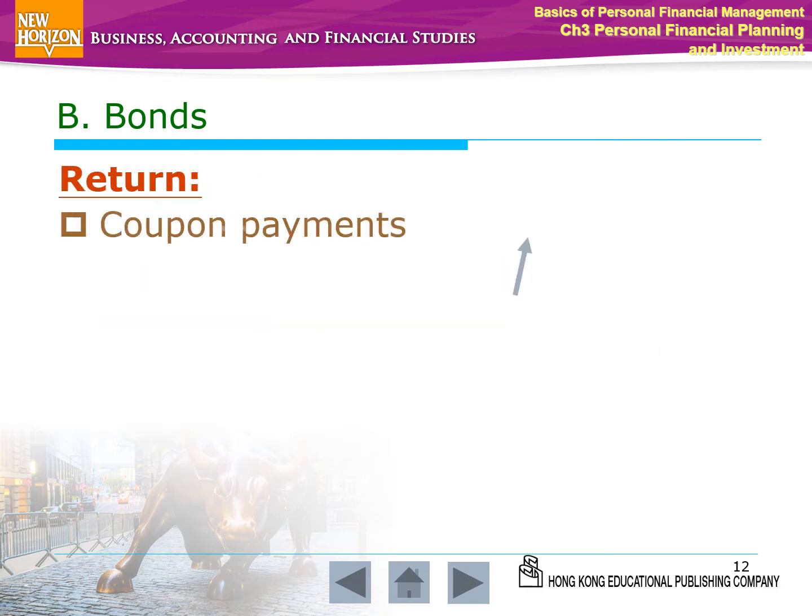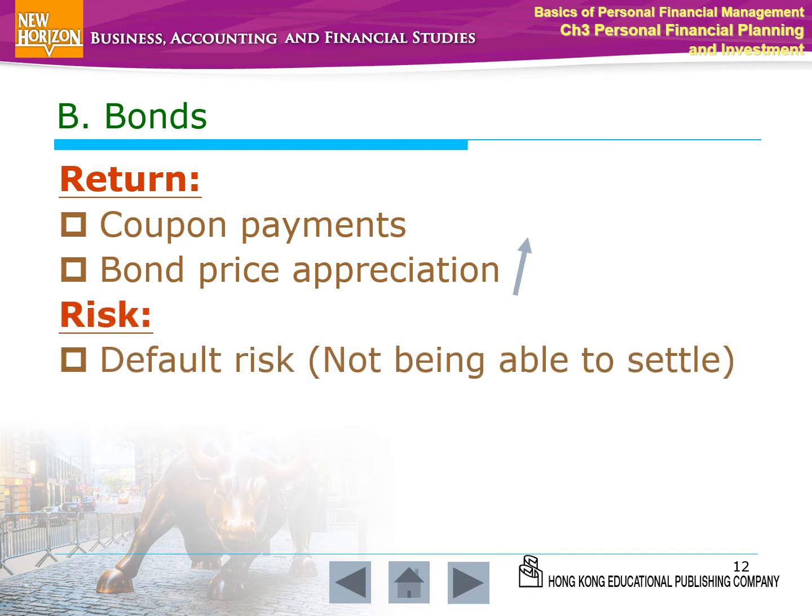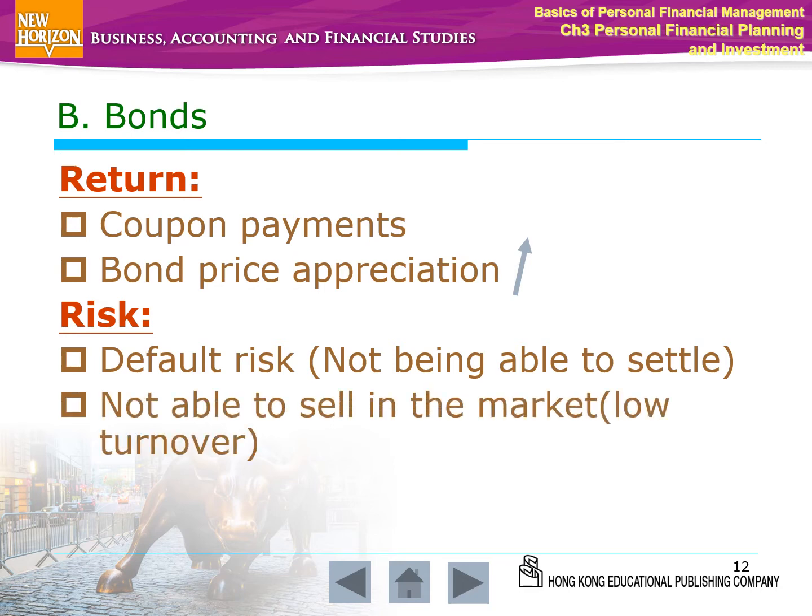We're going to look at the return of a bond. Because of the regular interest received from the bonds by the issuing institutions, we can get the coupon payments as well. If the bond price appreciates, meaning the bond price increases, we can get profit by selling the bond in the bond market. But you have to face the risk. The risk is that there may be a default risk. Default risk means the issuing institution may not be able to pay the debts at the date of maturity. And if you want to get money by selling the bond in the market, you may not be able to sell because the trading volume or turnover in the bond market is very low. That means only a few investors will trade bonds in the market.